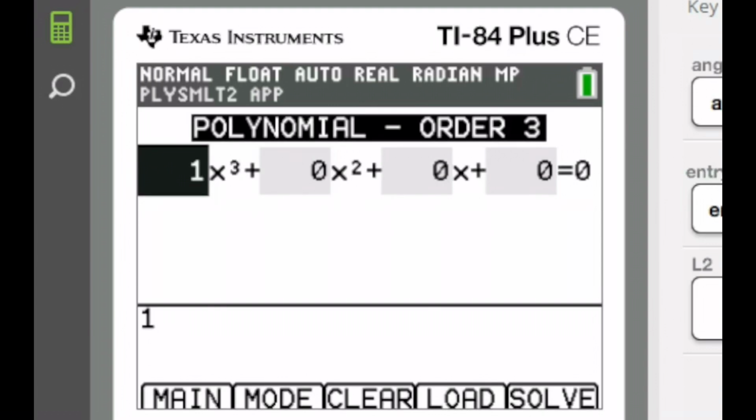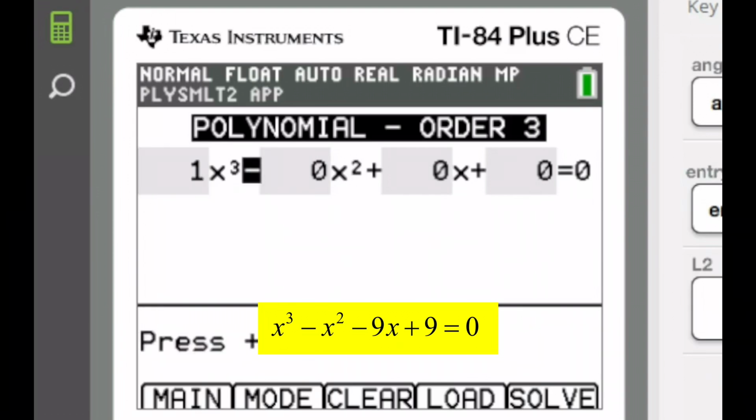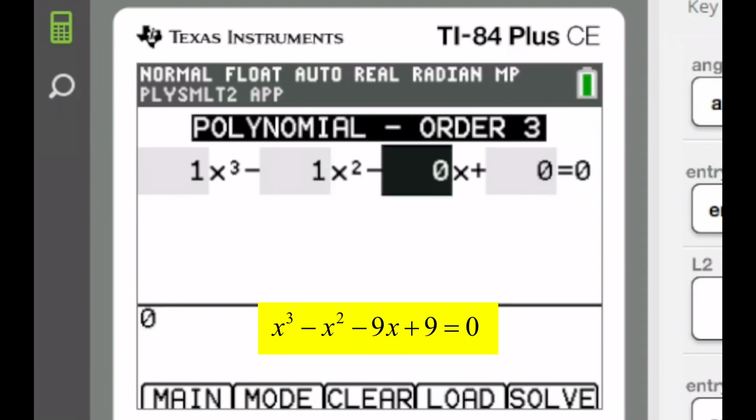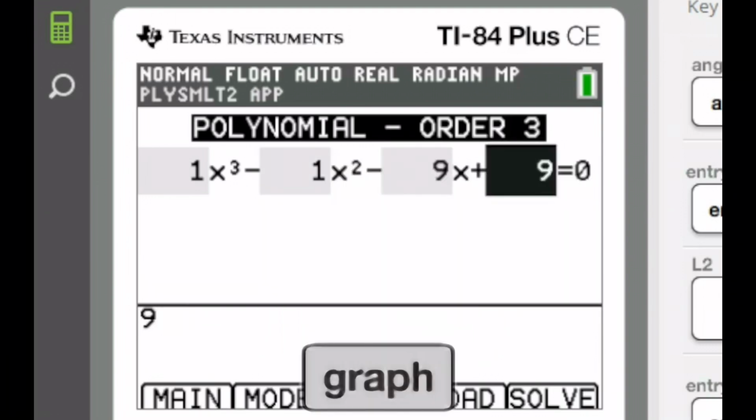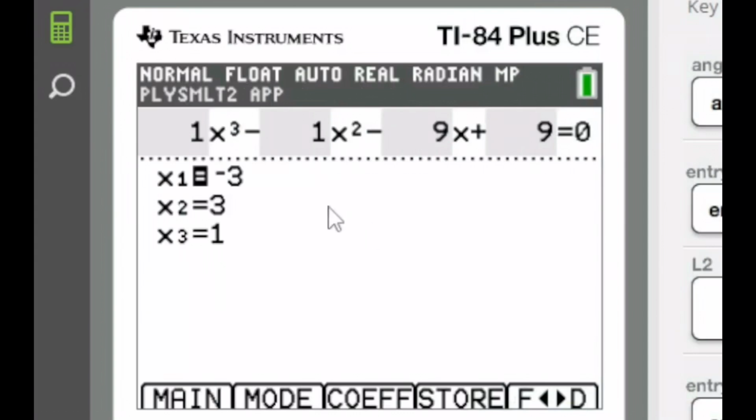Now we can see that there are 4 boxes for us to input the coefficients. Let's say, for example, I want to solve the cubic equation x to the power 3 minus x squared minus 9x plus 9 equals 0. The first one is positive 1, the second one is minus 1, the third one is minus 9, and the last one is plus 9. Then we press the graph button. Then we can see that this cubic equation gives us 3 distinct solutions.